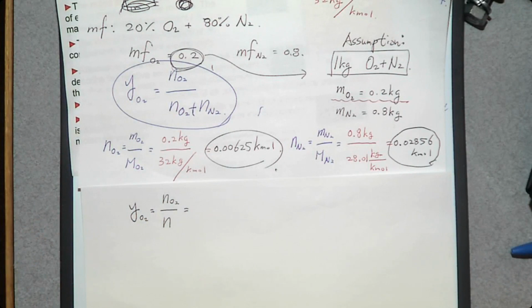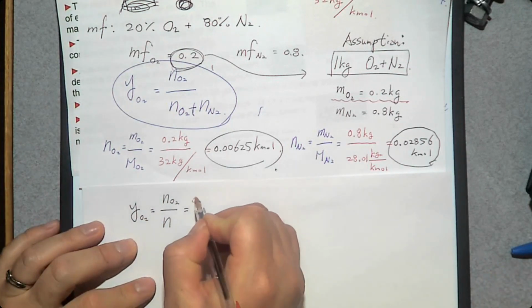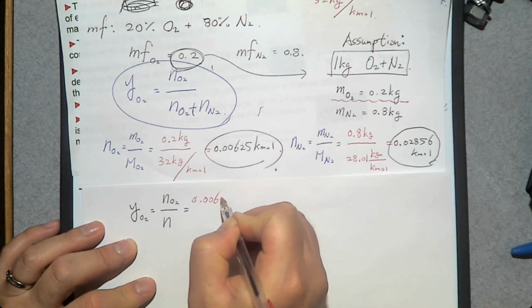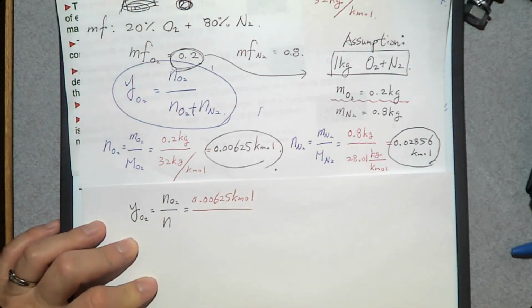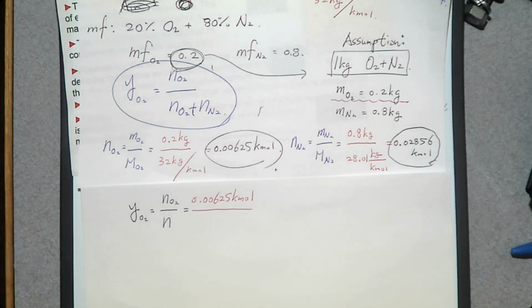This one. 0.00625 kilomole divided by the total number of moles. How do we calculate that? This one plus this one. 0.00625 plus 0.02856. So we get 0.03481.